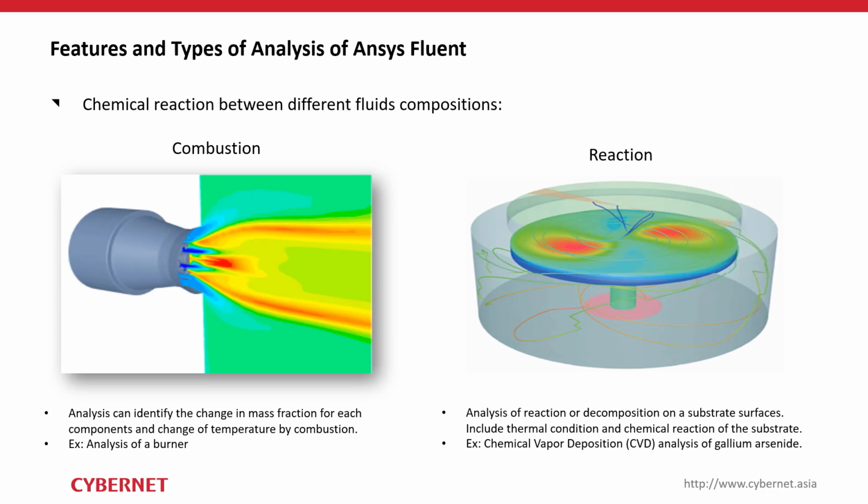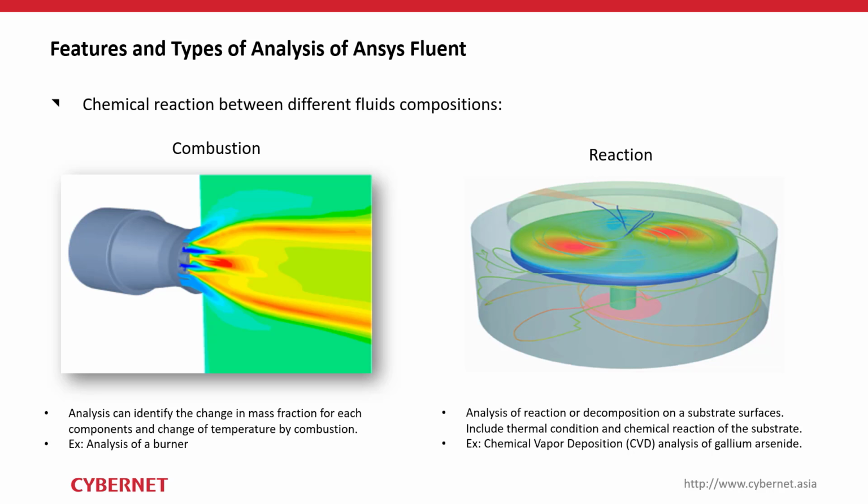Like I mentioned briefly previously, you can also include chemical reactions between two different fluids and their compositions. Combustion is, obviously, one of the most used capabilities of Ansys Fluent. With this analysis, you can identify the changes in mass fraction for each of those components of the fluids when they are reacting with one another. And then from there, you can evaluate the temperature being generated, the velocity of the fluid flow caused by the combustion, and also the mass fraction after the combustion stage or combustion process has taken place.